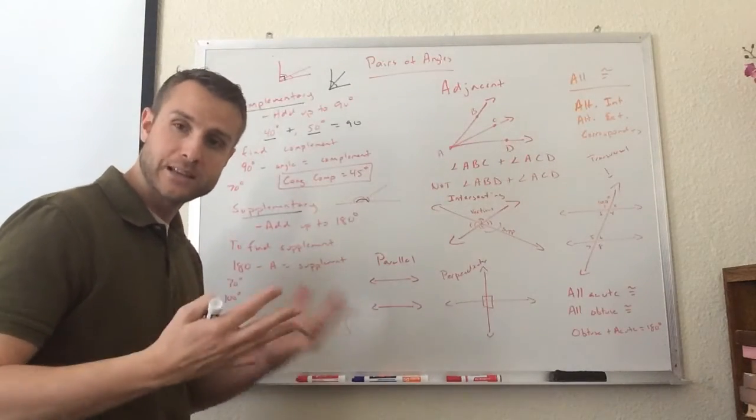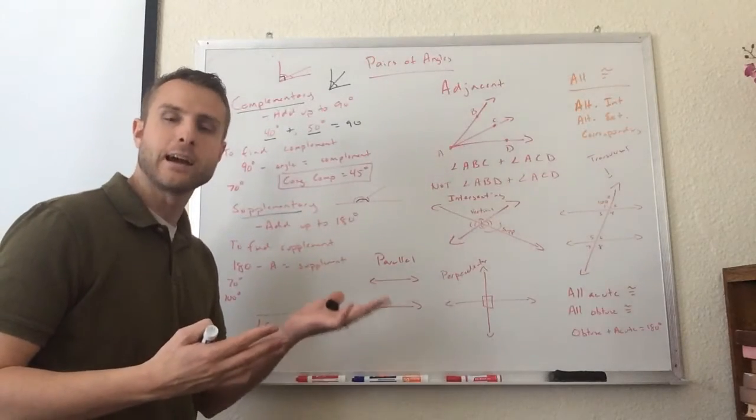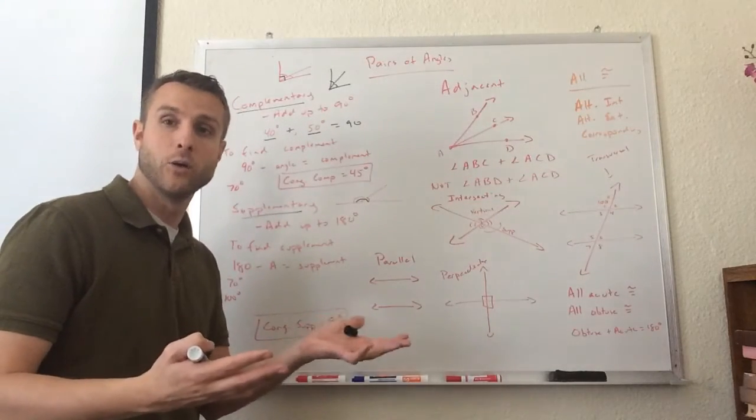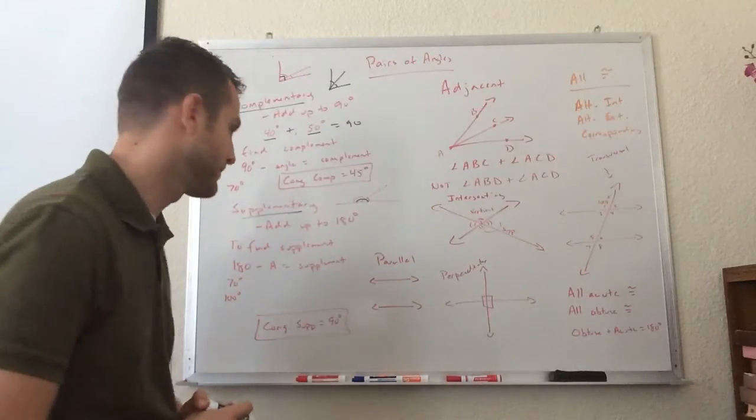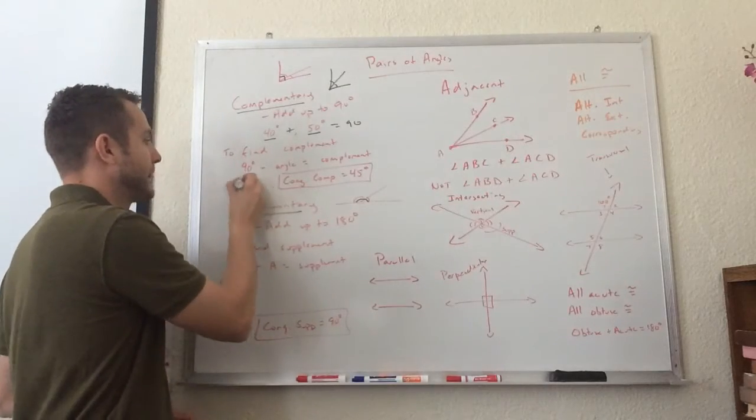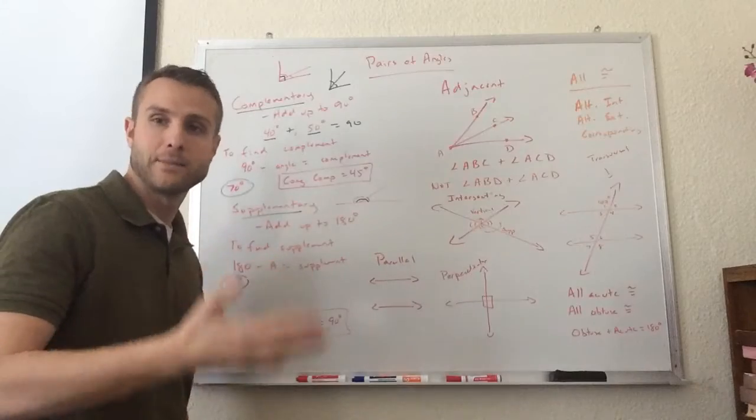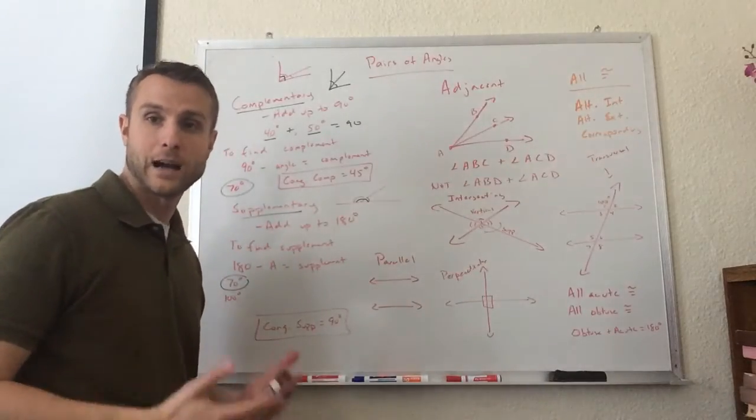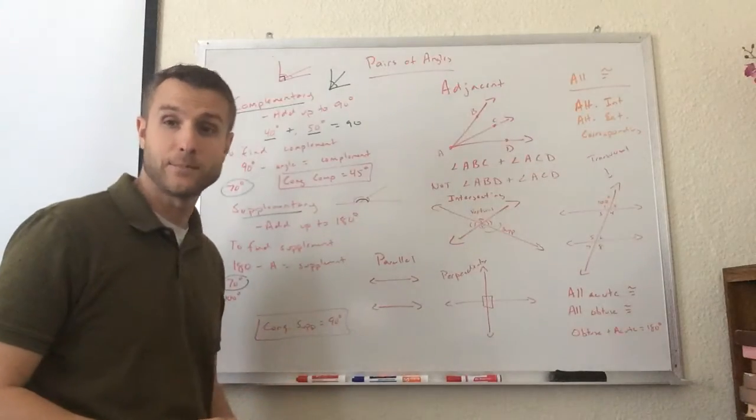A lot of people get complement and supplement mixed up. Remember, complement is C, that comes before S, so C is the lower, C goes with 90, S is bigger, so S goes with 180. An acute angle has both a complement and a supplement, because I can do 90 minus 70 equals 20, that's its complement. 180 minus 70 is 110, that's its supplement.